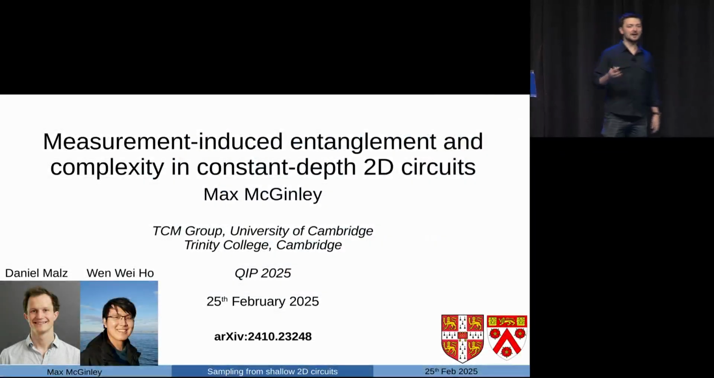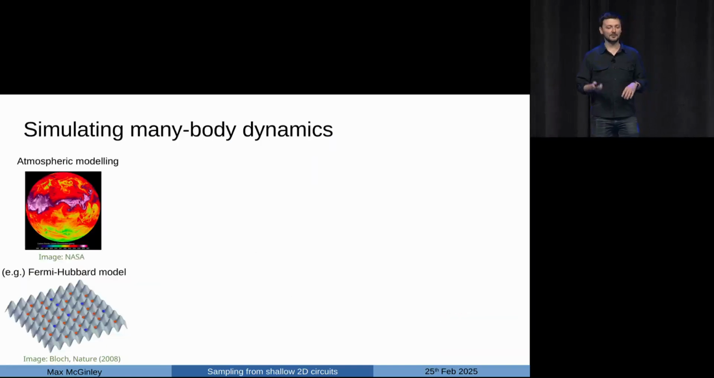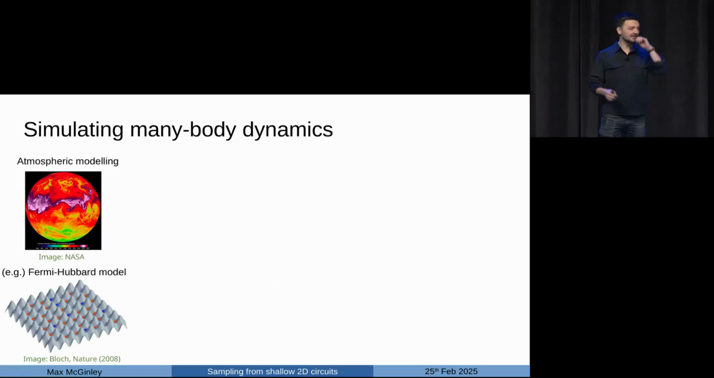Right. So I am a physicist by training, and therefore when I think about computational complexity, my mind typically takes me to problems of simulating many-body dynamics. Now, I've put, as an example, two kinds of models that we can think about that are meant to model processes we find in nature.